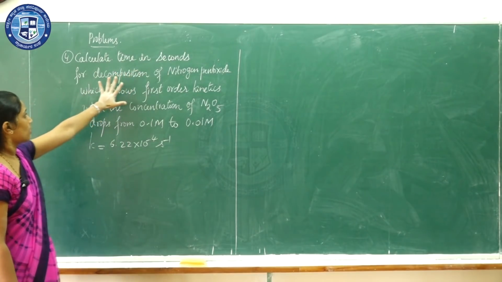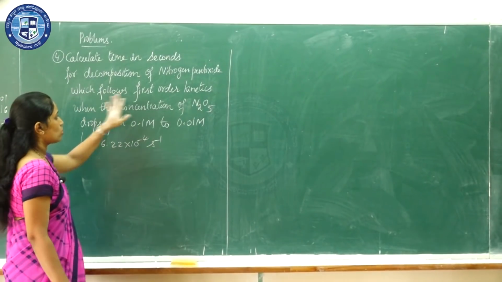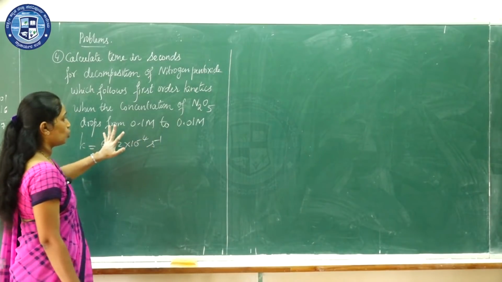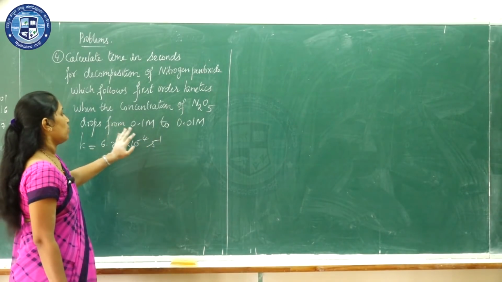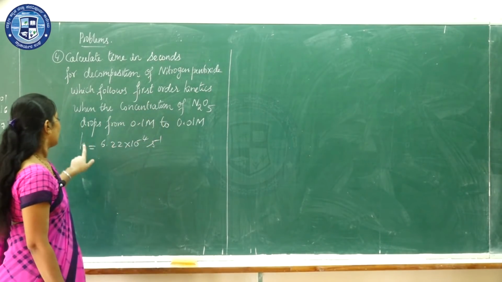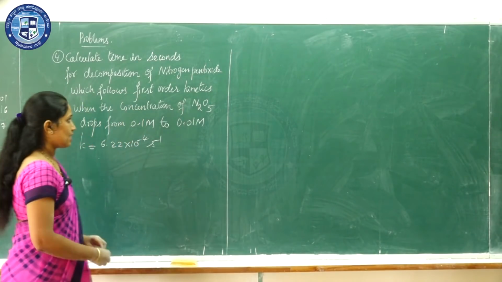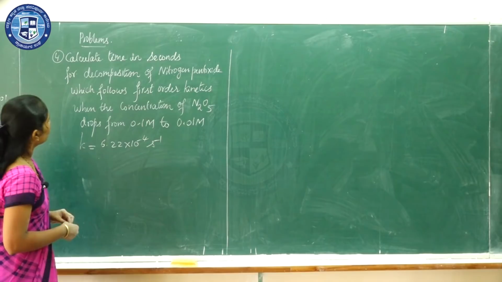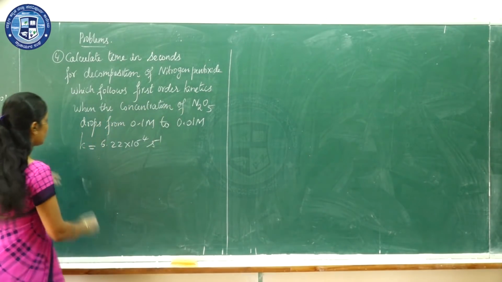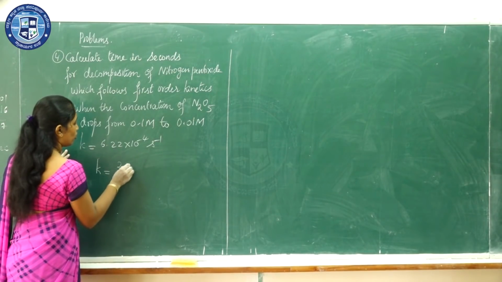Calculate time in seconds for decomposition of nitrogen pentoxide, which follows first order kinetics when the concentration of N2O5 drops from 0.1 molar to 0.01 molar, K is given. So, it is again a very simple problem. So, you can easily solve this. So, as I told you, here it follows first order kinetics. So, obviously you have to write the equation for the rate constant of first order reaction.